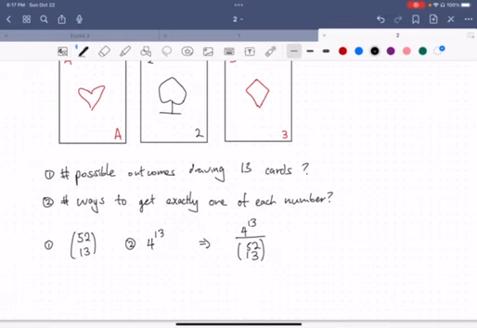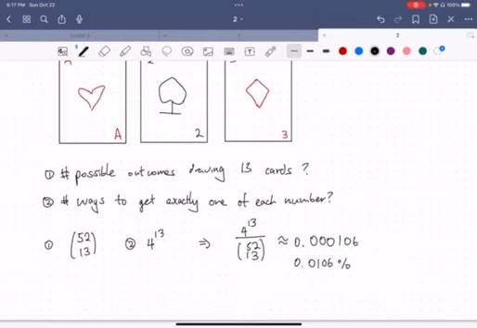And if we were to punch that into the calculator, let me do that real quick. This is approximately 0.0000106, or 0.0106%.